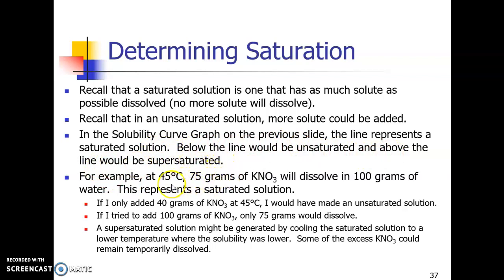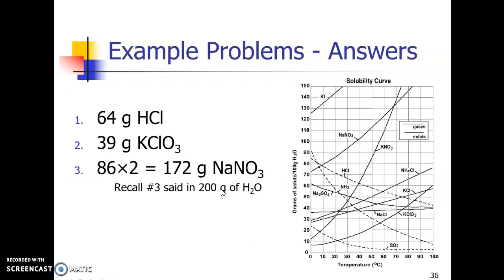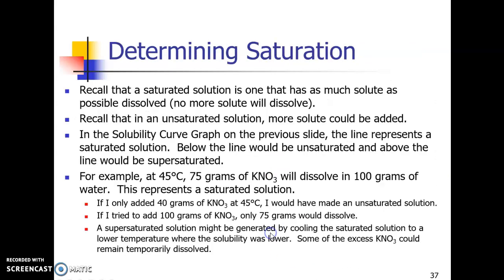So let's talk about an example with some KNO3 at 45 degrees Celsius. If we look back at the solubility graph, it says that at 45 degrees Celsius, about 75 grams of KNO3 can dissolve. So that's a saturated solution. If I dissolved 40 grams of KNO3, I would make an unsaturated solution because I'm below the maximum solubility of potassium nitrate. However, if I tried to dissolve 100 grams of potassium nitrate, at that temperature anyways, I'd only get 75 grams of it to dissolve.